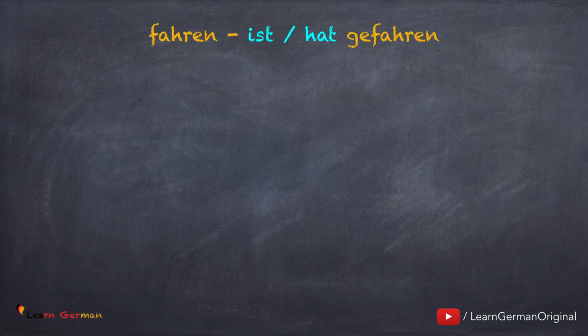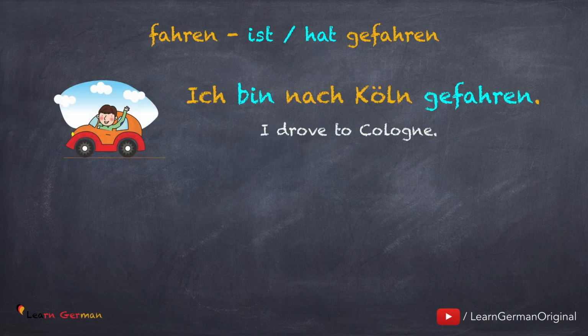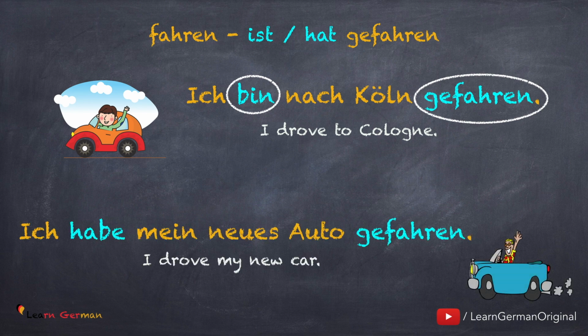Let's do one example. Fahren ist gefahren and hat gefahren. For example, ich bin nach Köln gefahren. In this case, the Hilfsverb is sein. This is because you see a change of place. In the next sentence, ich habe mein neues Auto gefahren. In this case, the Hilfsverb is haben, because there is no change of place. And from the sentence, you can't make out where the person is driving to. So such verbs that sometimes show a change of place and sometimes don't take both sein and haben as the helping verbs.